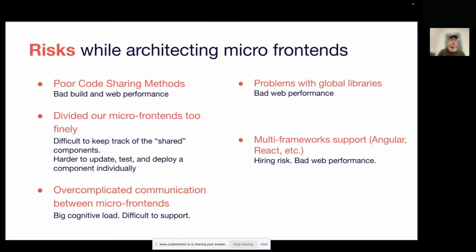So you should understand, not go too finely when you divide your micro-frontends. Overcomplicated communication between micro-frontends, big cognitive load, right? And it's difficult to support. For example, even with micro-frontends, each micro-frontend has an isolated React DOM, for instance, and you have this event bus. Completely difficult to support when you have 100 events, and because there are no examples in the industry that we can follow, right?